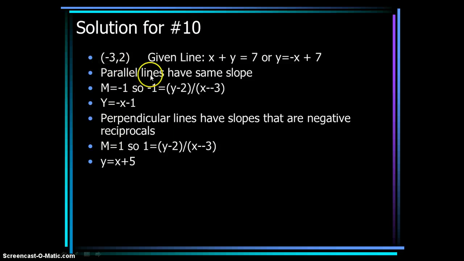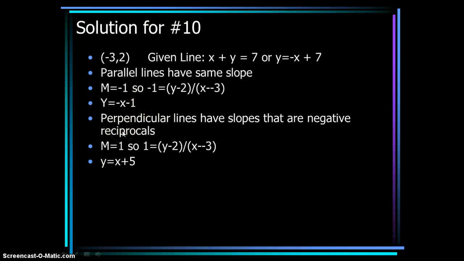Okay, number 10, we're given a point, negative 3, 2, and we're given a line. I rearranged this line to put it into mx plus b form, and I want to find a line that's parallel to this line and goes through this point, and also one that's perpendicular. Parallel lines have the same slope. So therefore, I say the slope is equal to -1, because the slope right here is -1, and I set up my definition of slope, difference of the y's over difference of the x's, and I get y equals -x minus 1.